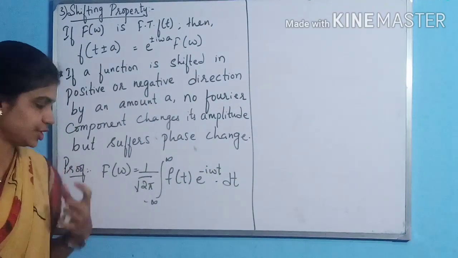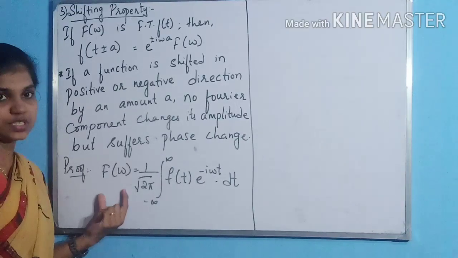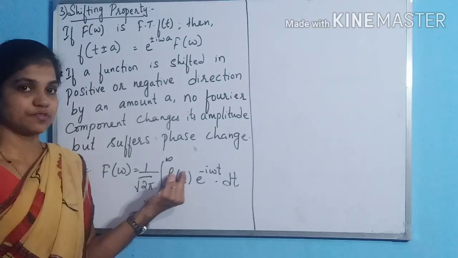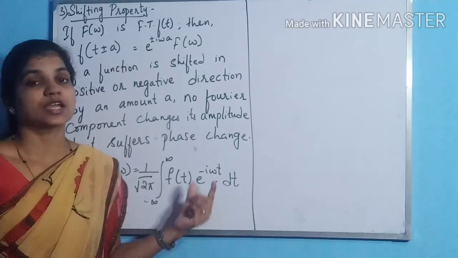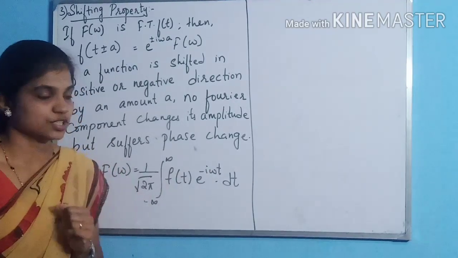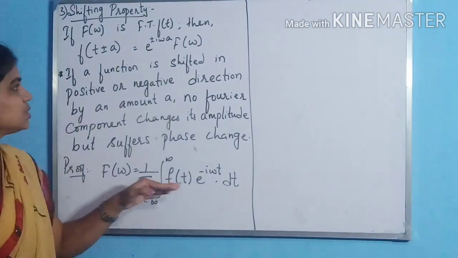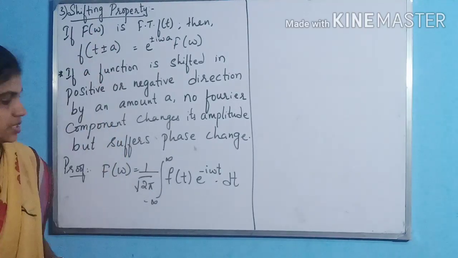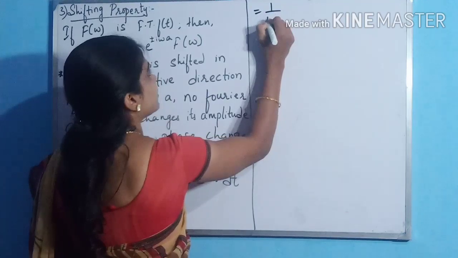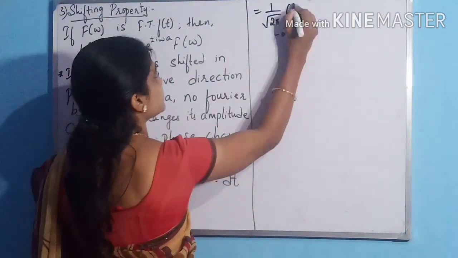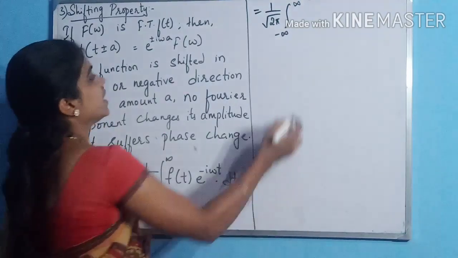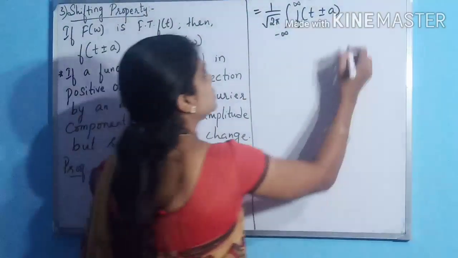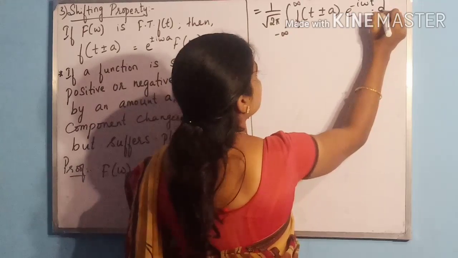Again we start with the definition. So what is our definition? Fourier transform of f of t is equal to f of omega, which is equal to 1 by root 2 pi, integral from minus infinity to plus infinity of f of t e raised to minus i omega t dt. So this is our definition. What is our next step? We have to substitute, instead of f of t, f of t plus or minus a. This is our LHS. So let's substitute that. We have 1 by root 2 pi integral from minus infinity to plus infinity of f of t plus or minus a, e raised to minus i omega t dt.